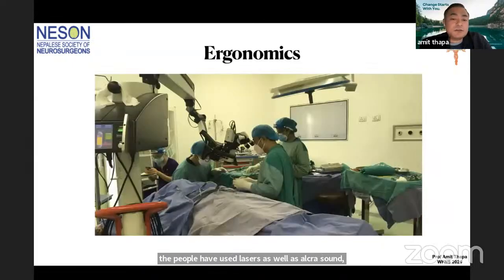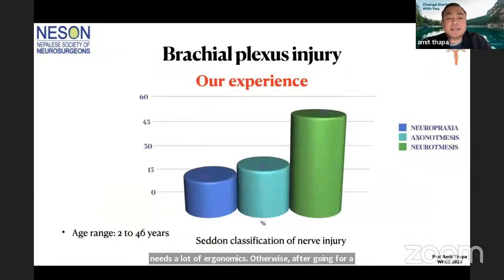Now, this being a very long, time-taking surgery, it needs a lot of ergonomics. Otherwise, after going through a surgery of this duration, one may get tired and cannot do it.